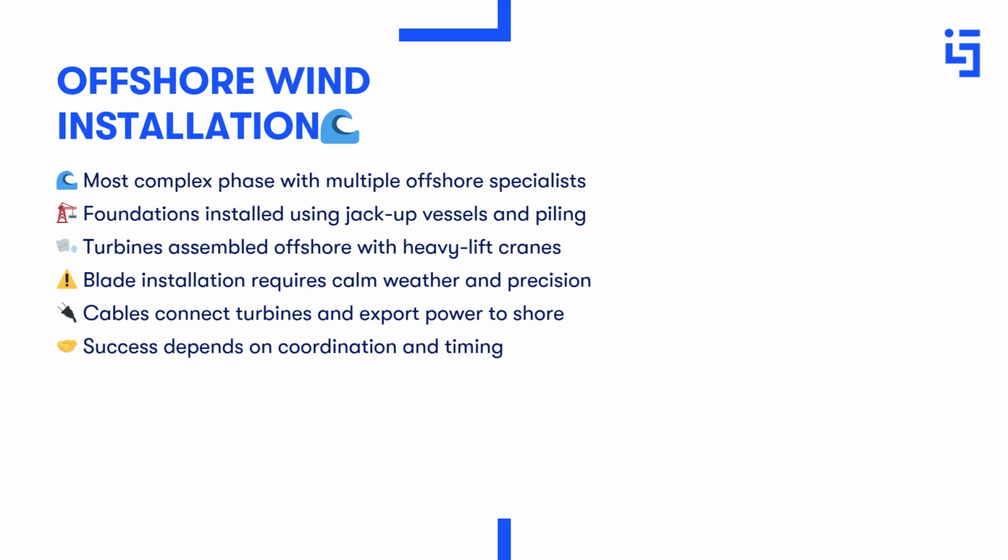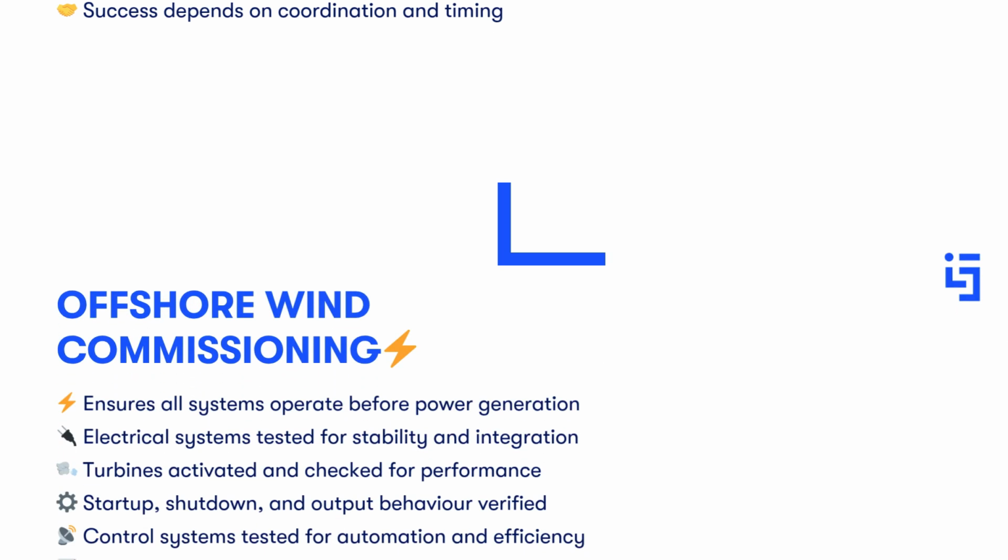Electrical infrastructure is then deployed. Inter-array cables connect turbines to offshore substations, while export cables carry power to shore, laid and protected on the seabed using specialized vessels. As a result, this phase depends on precise execution, suitable weather windows, and close collaboration to ensure safe and efficient project delivery in challenging offshore conditions.